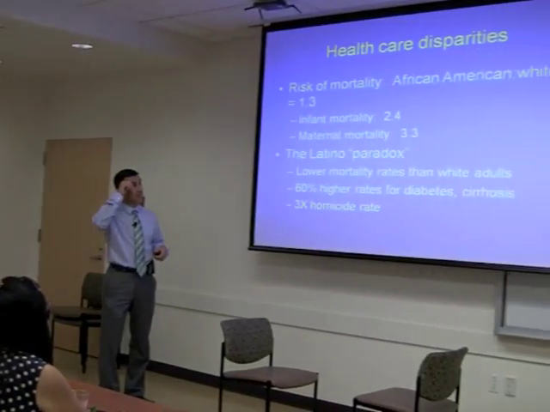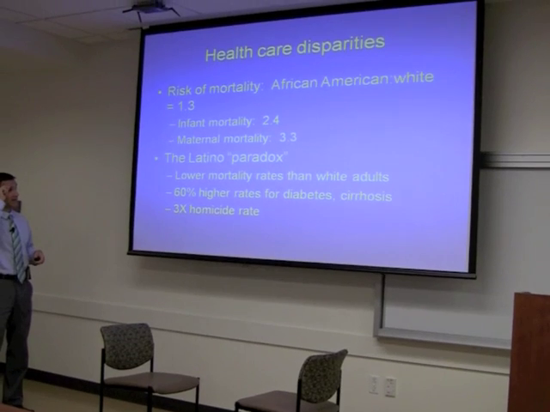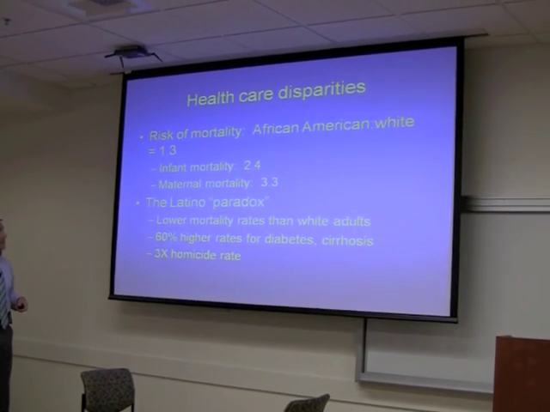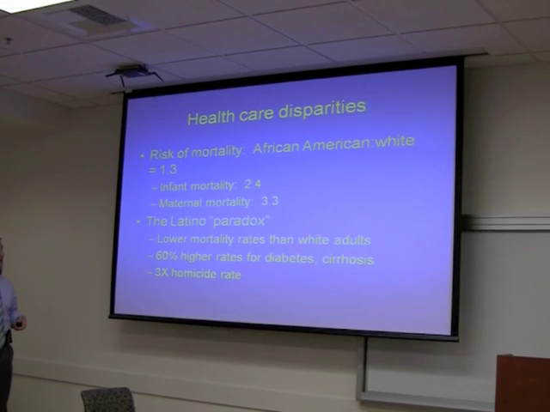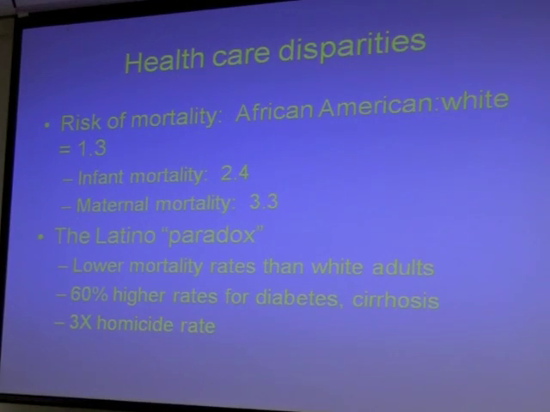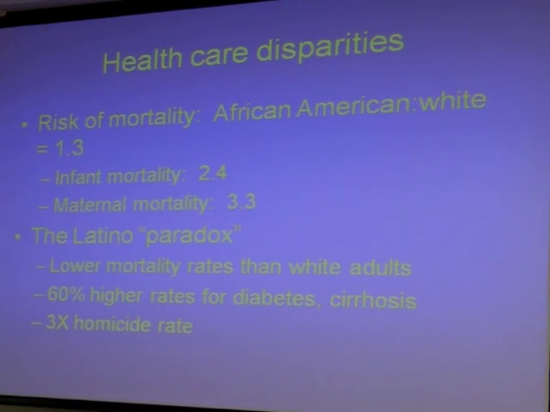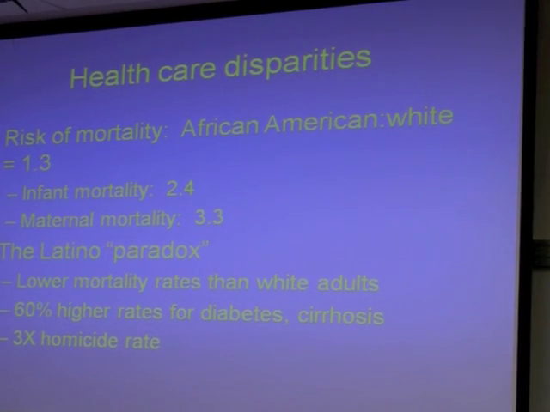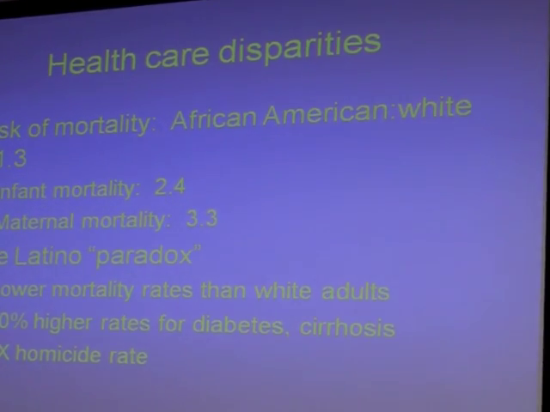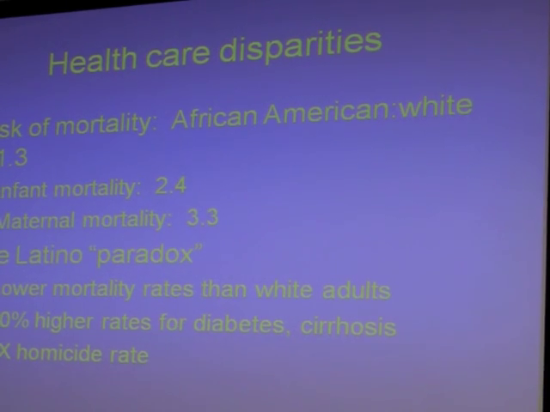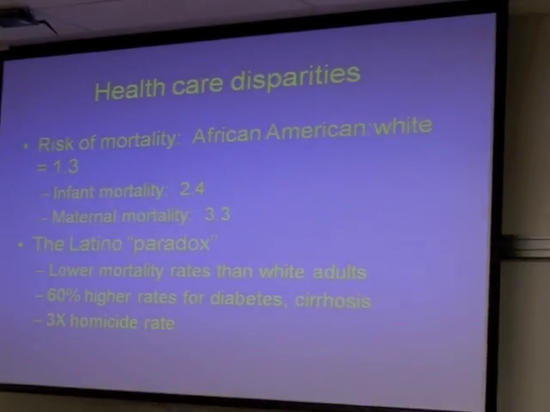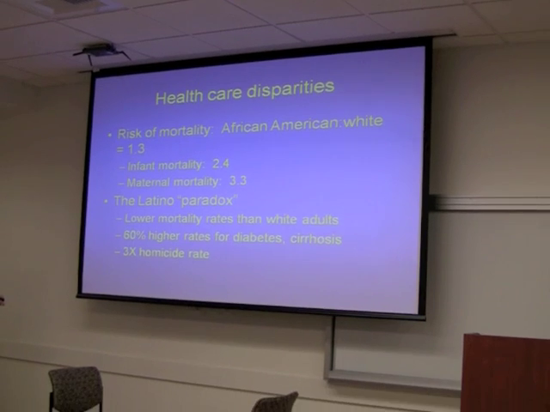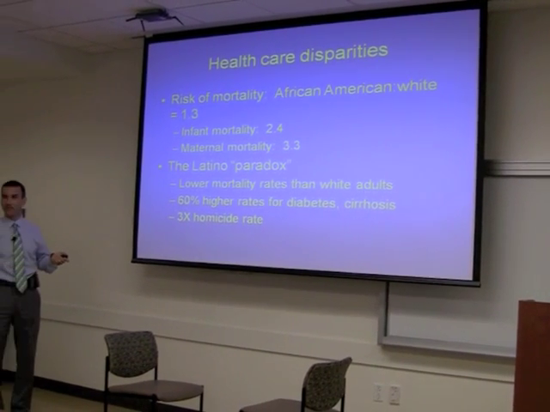So the health care disparities do have effects. Rates of mortality among African Americans are about 30% higher than those among whites. You can see infant mortality and maternal mortality much higher. Are you all familiar with the Latino paradox? Despite high rates of chronic conditions, higher rates of poverty, and lower educational attainment, the risk of mortality is overall lower among Latino populations. That paradox is kind of closing. The gap is closing between whites and Latinos, and the reason is pretty obvious: the rates of these diseases are catching up.